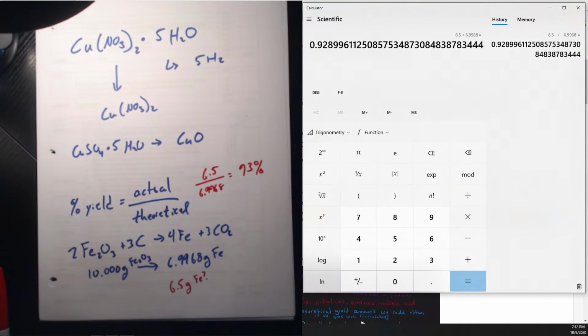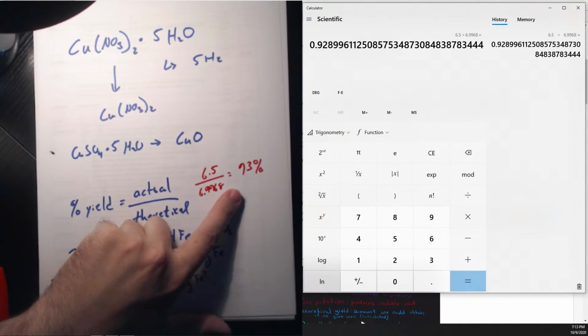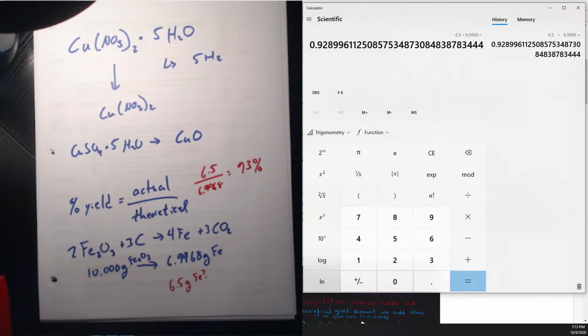Now, why would that happen? Well, that depends on a number of different things, but reactions can be incomplete. You can get side reactions, byproducts. You can get all sorts of stuff going on. No reaction is ever going to proceed perfectly. You're always going to have something less than 100%. A bad reaction could be very, very low. A really good reaction could be very, very high, but never going to be 100%.